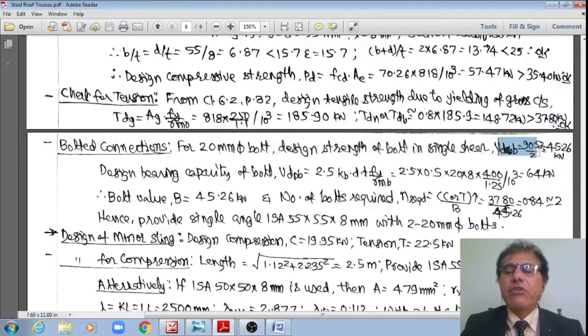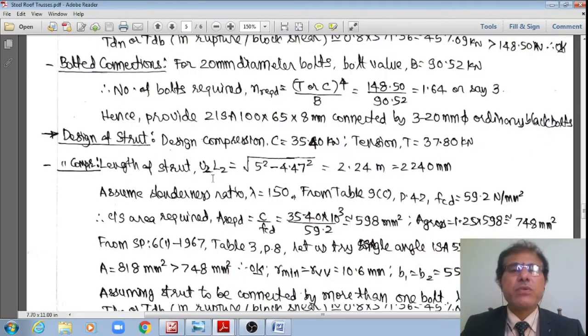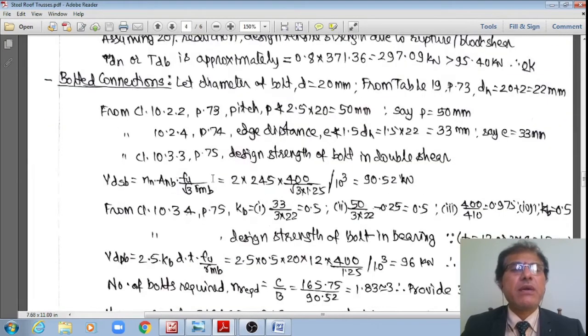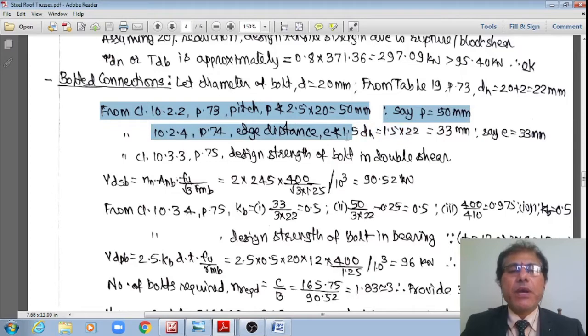The other day we calculated it in double shear, right? That worked out to 90.52. Therefore that divided by 2 now works out to 45.26. This is how we have assumed the diameter of the bolt as 20. Therefore from Table 19 on page number 73, the diameter of the hole is 2 mm extra. We have assumed the pitch as per clause 10.2.2, page number 73: pitch should not be less than 2.5 times the nominal dia, or say 50 mm. And as per clause 10.2.4, page number 74, the edge distance should not be less than 1.5 times the diameter of the hole, which works out to 33, so the edge distance is 33.